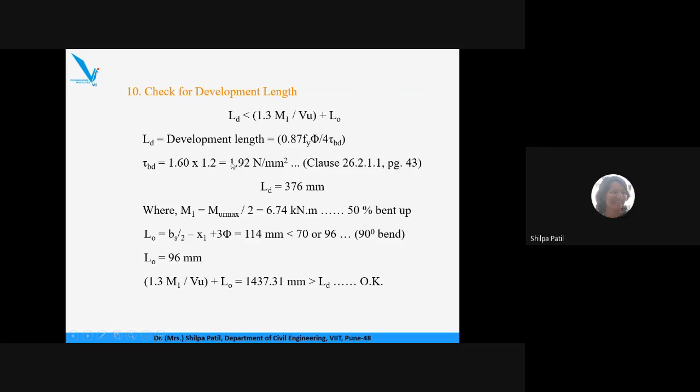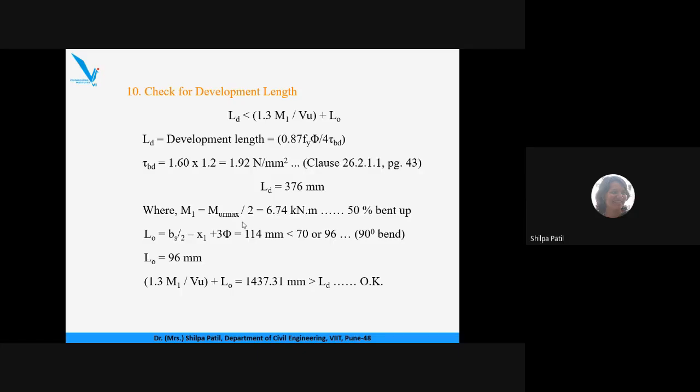So put this value. That's 376.09, so you are getting 376 as LD, the development length. Now coming to the right hand side of the equation, 1.3, we always increase this ratio by 30%, we have discussed yesterday. M1 is considered as half of the MUR max. Why half? Because 50% steel we always bend up.